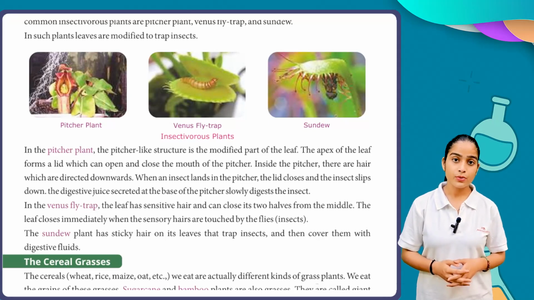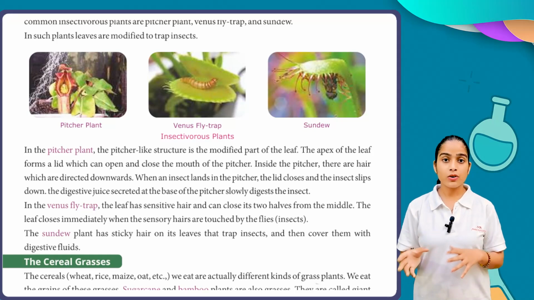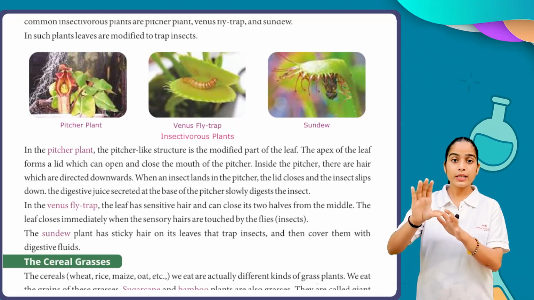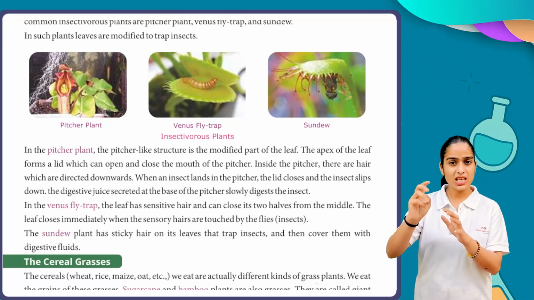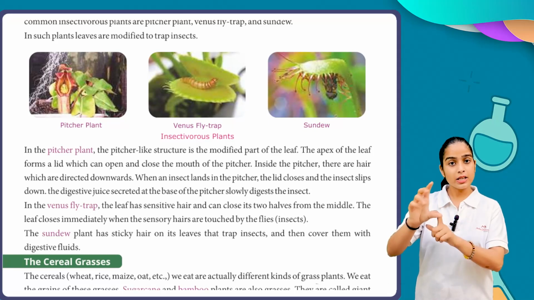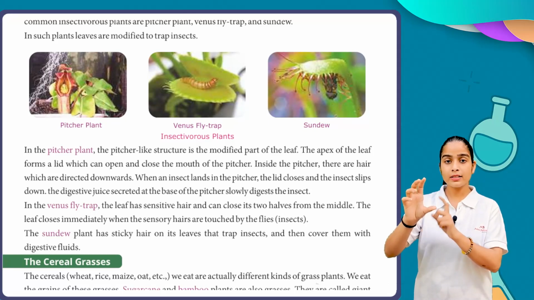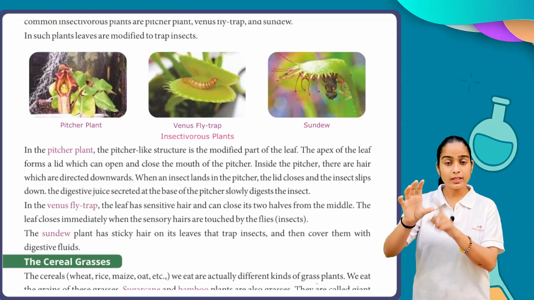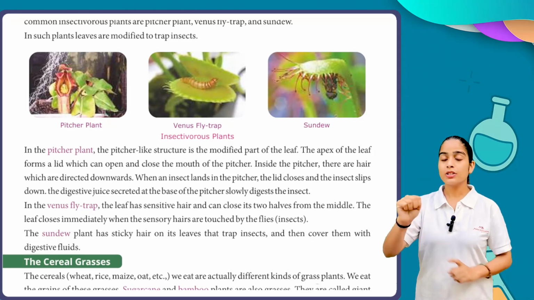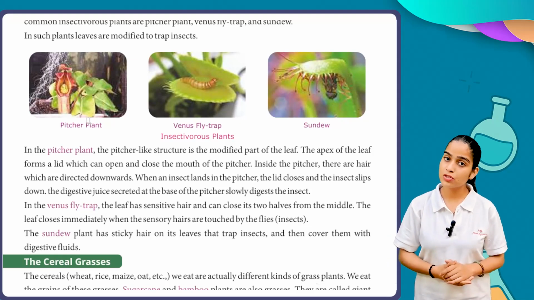Okay. Now the sundew plant has sticky hairs on its leaf that trap insects and then cover them with digestive fluid. So as the insect sits on the sundew plant, on the base of it they have a sticky structure, sticky hairs, and the insect is caught in it. During that time, they just close themselves and the digestive juices are released.